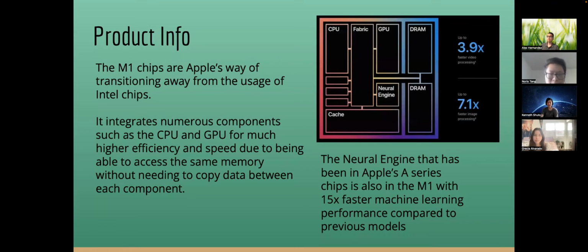So to start off on product information on Apple's M1 chip, the M1 chip was designed as a way for Apple to move away from relying on Intel chips and move on to their own. It integrates numerous components such as the CPU and GPU for much higher efficiency and speed, as all the components share the same memory without needing to copy data between each other. It also includes the Neural Engine, which has been in Apple's A series, and it's 15 times faster in the M1 version than in the previous model. Next slide.